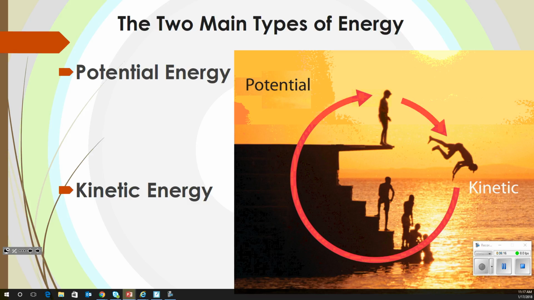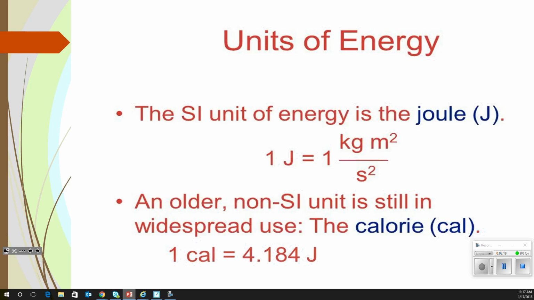Okay, so we have a unit of energy that we use. So hopefully you've written down something for potential energy and something for kinetic. Basically, potential is stored energy and kinetic is energy of movement. For units of energy, we use the joule. Now, probably some of you have said, well, we use calories.